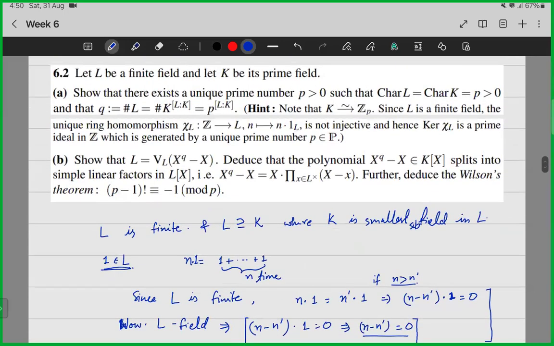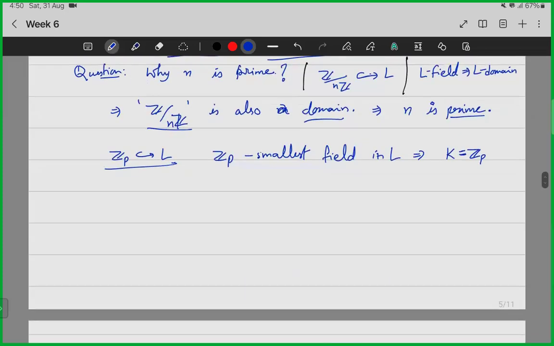Anyway, now because L is finite, L is of finite dimension. This will imply L is a finite dimensional vector space over Z_P.